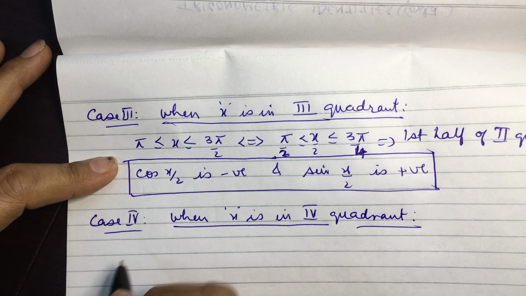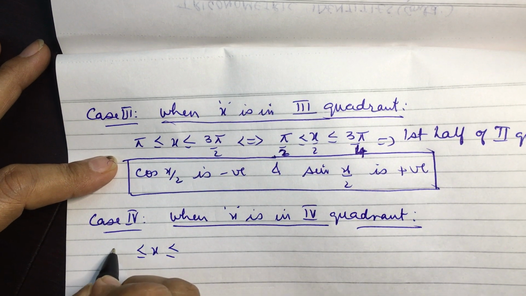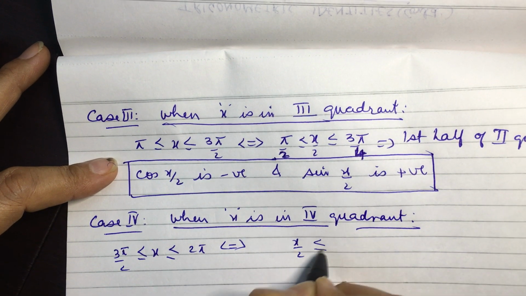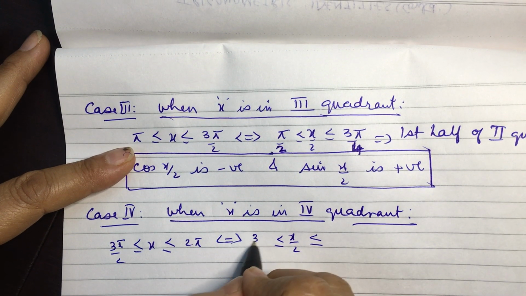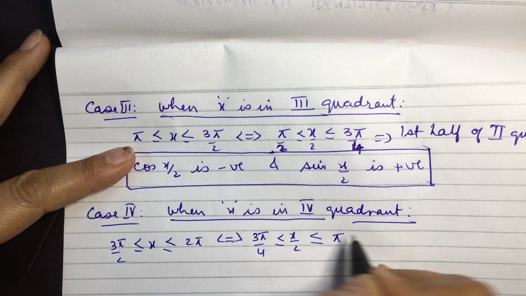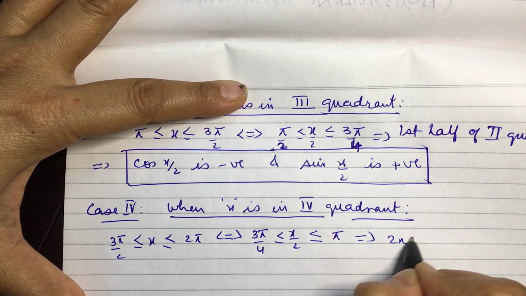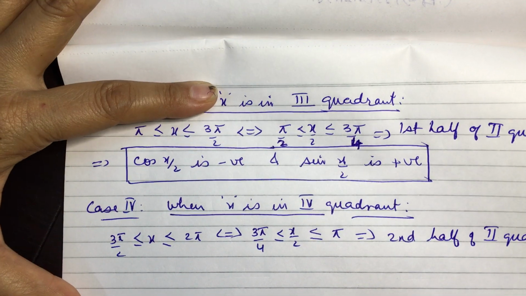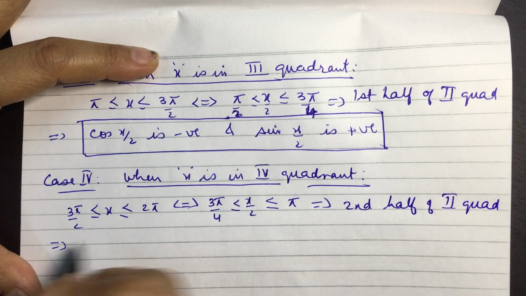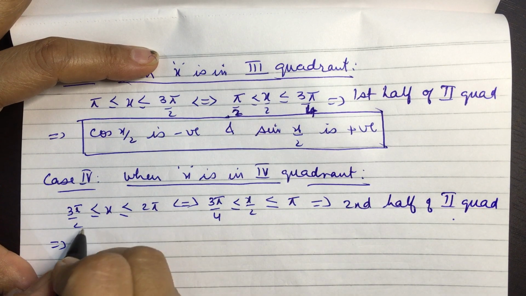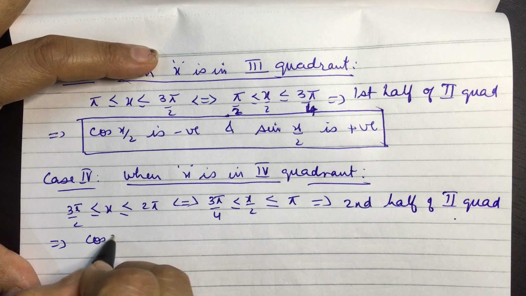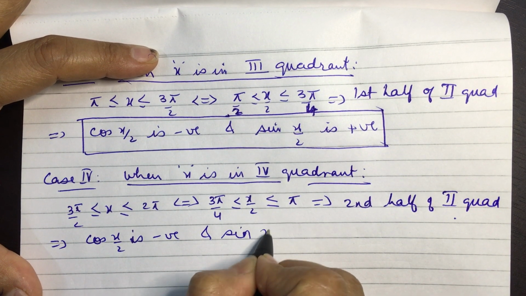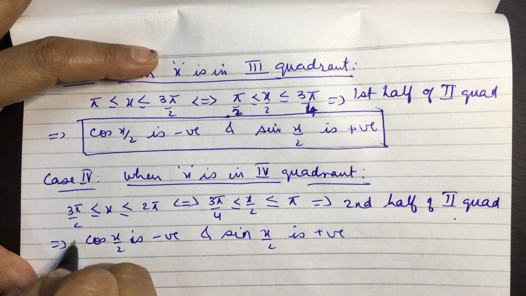Okay. Now case 4 is when x is in the fourth quadrant. When x is in the fourth quadrant, x lies between 3 pi by 2 and 2 pi, which implies that x by 2 will lie between 3 pi by 4 and pi, which is the second half of the second quadrant. And so whatever it is in the second quadrant, cos x by 2 is negative and sin x by 2 is positive.